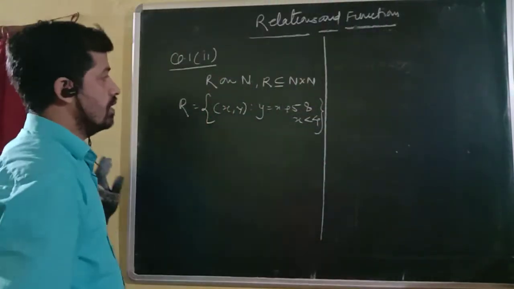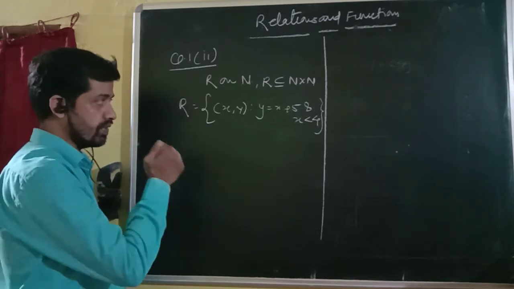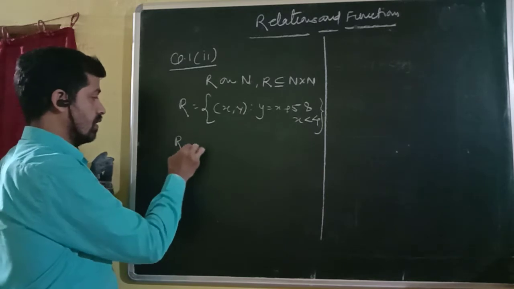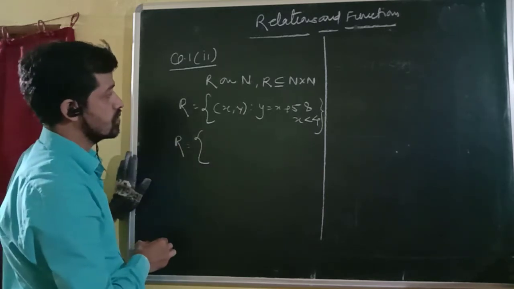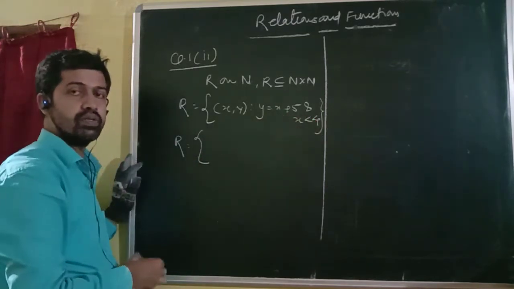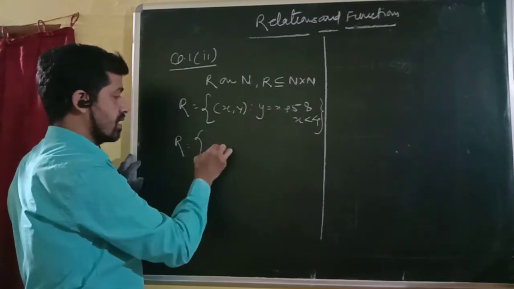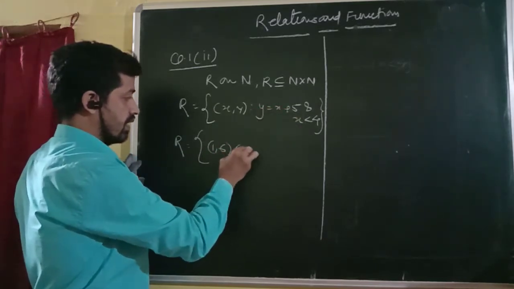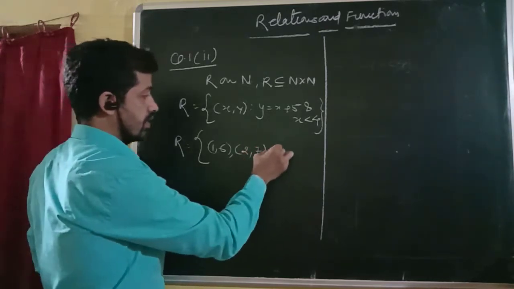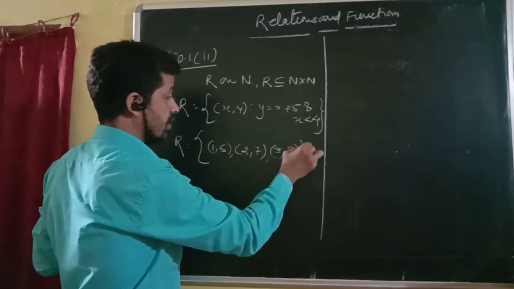Now this is written in set builder form. We try to write it in roster form. So we write R in roster form. X is less than 4, that means x will be 1, 2 and 3. If x is 1, then y will be 6. The next x is 2, so y becomes 7. And if x is 3, then 5 plus 3 is 8.